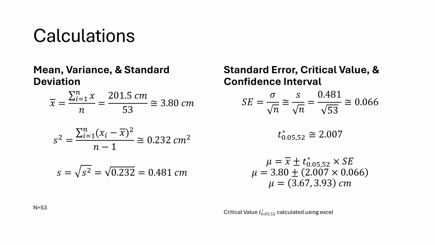Here I have my calculations for the mean, variance, standard deviation, standard error, critical value, and confidence interval. The mean is approximately 3.80 centimeters. The variance is approximately 0.232 centimeters squared. The standard deviation is 0.481 centimeters, and the standard error is approximately 0.066. The critical value is determined with a degree of freedom being 52 and at a 95% confidence, equaling 2.007. Finally, the confidence interval turned out to be 3.67 centimeters to 3.93 centimeters.